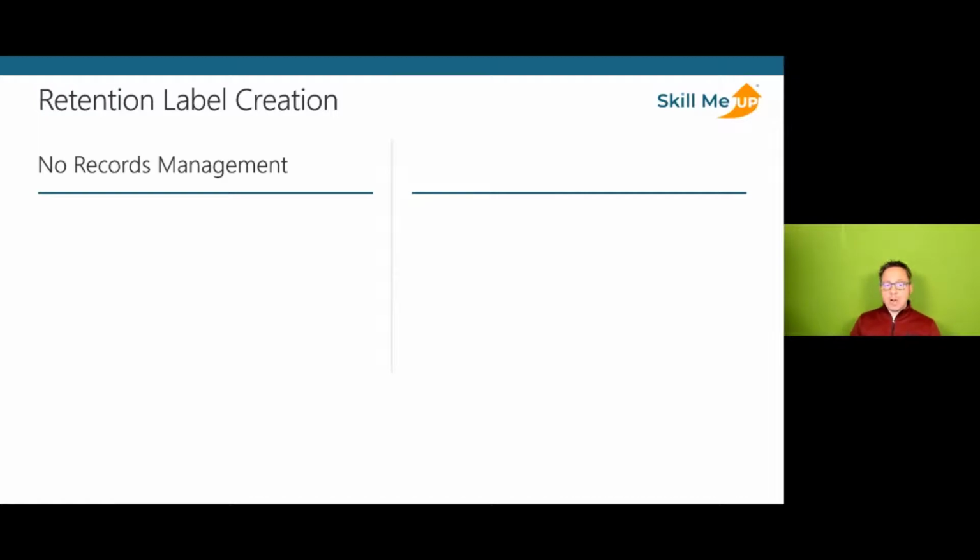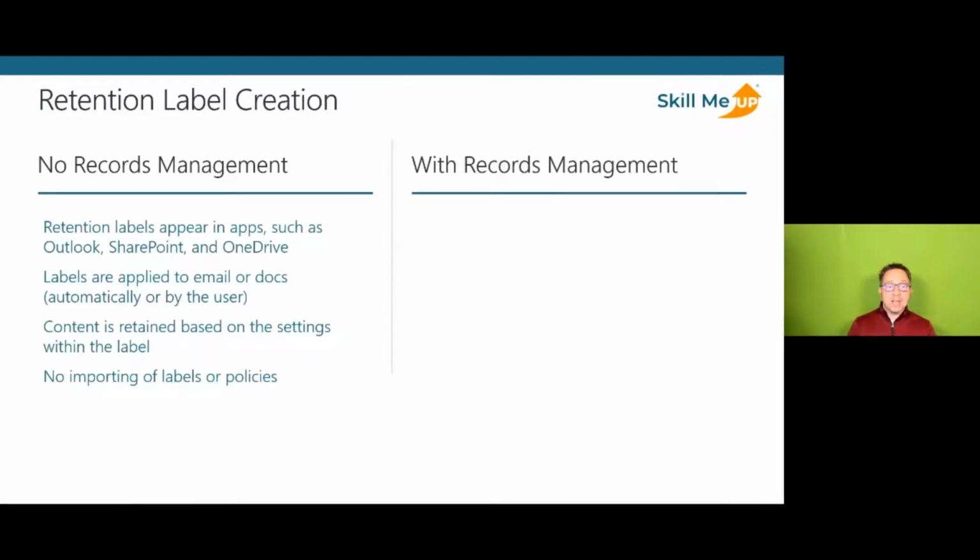So from the no records management, what this means is that the retention labels will appear in your applications. So you'll see them in Outlook, SharePoint, OneDrive, etc. They'll actually show up as a label that you can apply. Labels can then also be applied to emails or documents. You can do it manually as a user or automatically. And I think I mentioned this before, if it's automatic in Microsoft 365, the odds are pretty high it's going to be the E5 licensing, just because automatic tends to come at a bit of an extra cost. Content is retained based on the settings within the label that you apply.